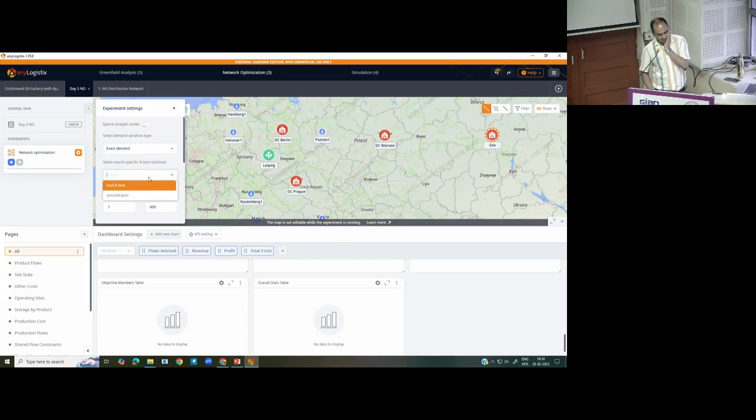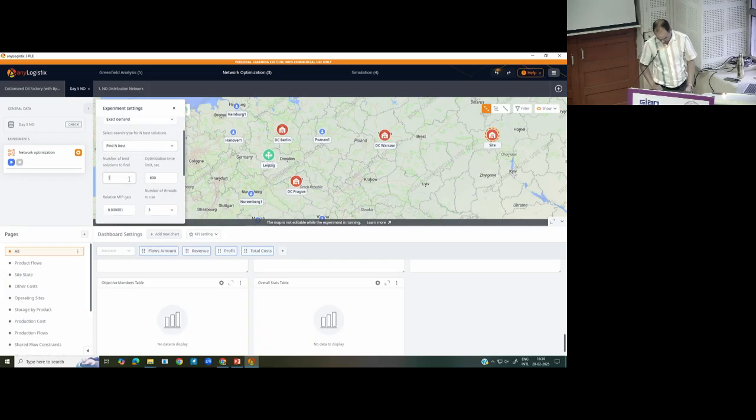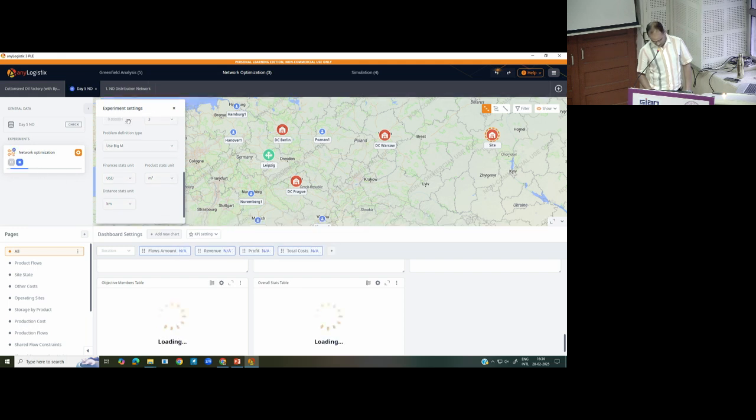Select search type. What do you want? Find best solution or solution pool? I want to find top 5, 10 answers. Then number of best solutions to find, I want 10. And then solution optimization time 600. MIP gap is this one. Number of threads to use. Problem definition type big M. Statistics USD, product statistics meter cubic, and distance statistics kilometer. Let's see what happens.